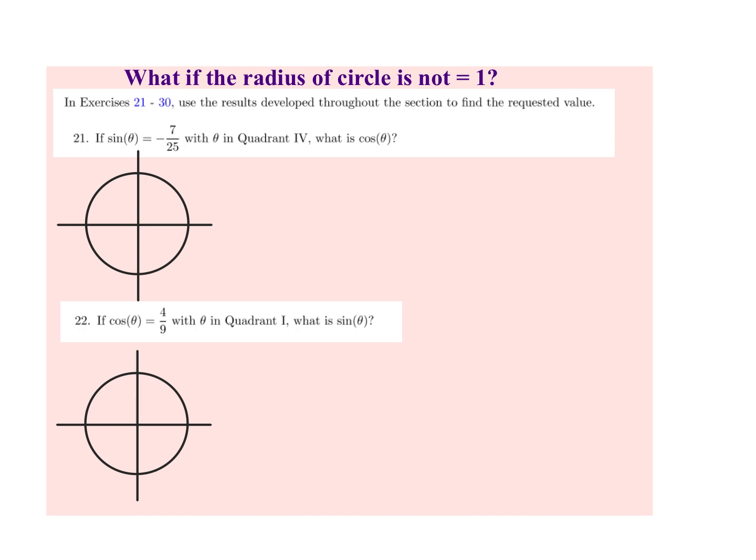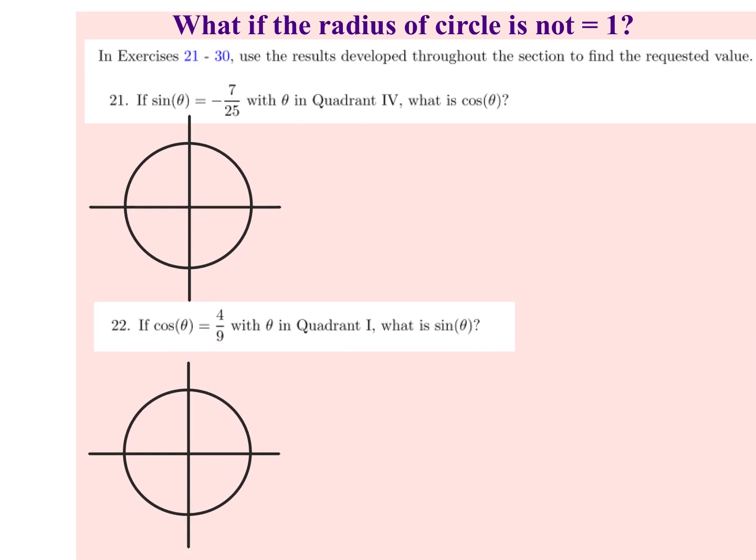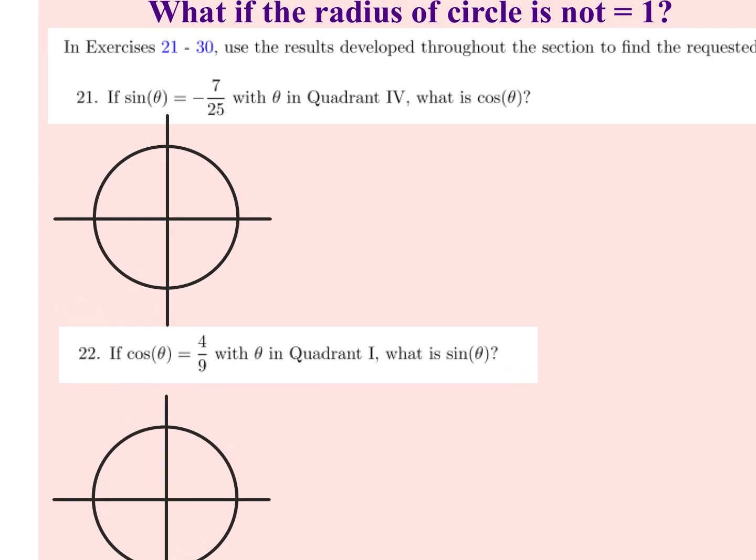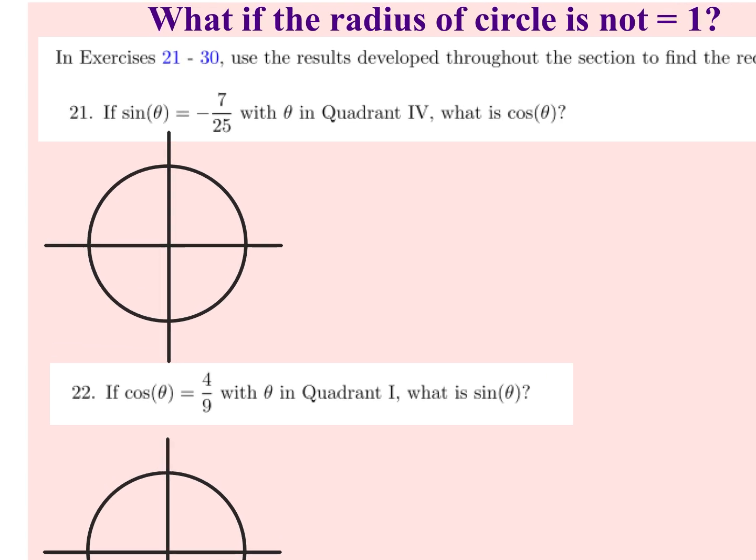I'm ready to move on to the next page. So here is where all of a sudden, if you were so reliant on the unit circle that you only could do it when the radius was 1, you'd be toast, because now the sides are all weird. But if you've been drawing the triangles, like I've been trying to show you, then this will be really not a big deal. All right.